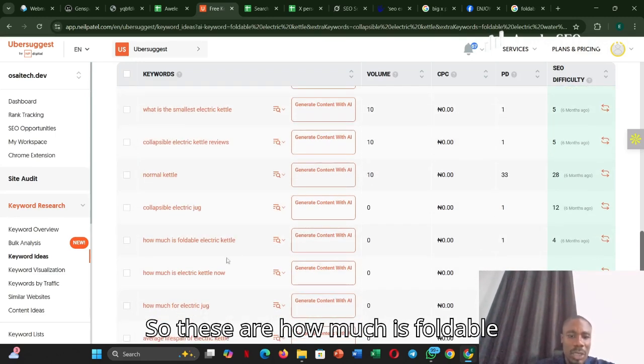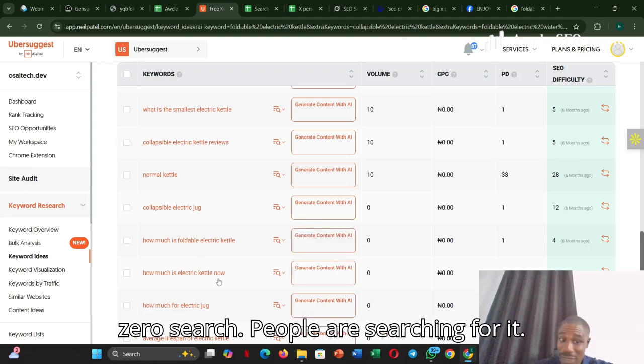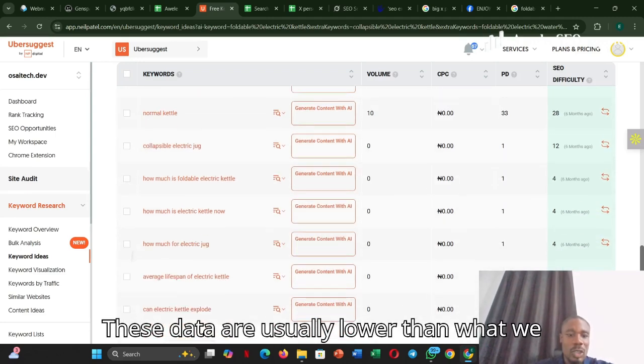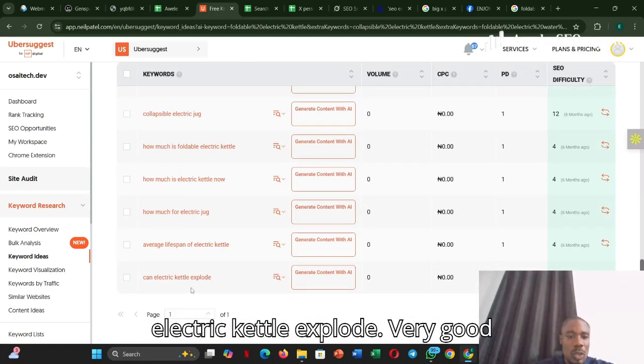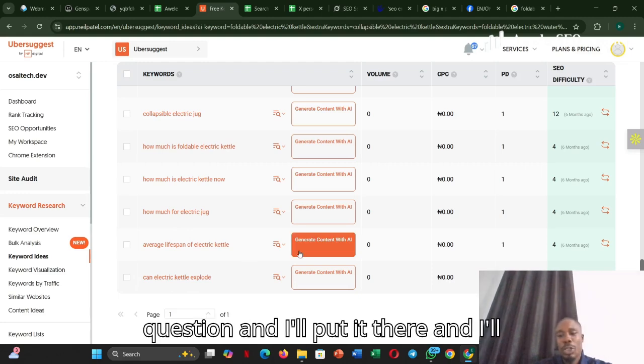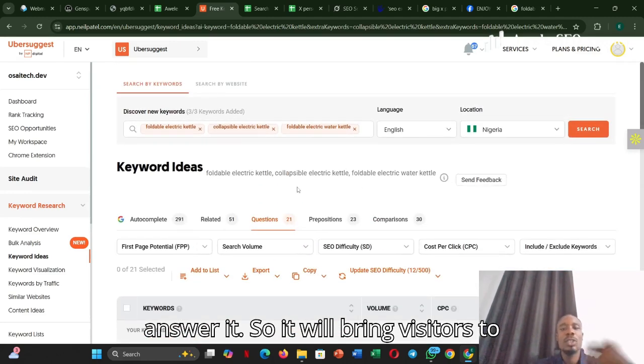So these are: how much is foldable electric K2. Yes, don't mind the zero searches. People are still searching for it. These data are usually lower than what we actually expect. So these are: can an electric K2 exclude? Very good question. And I'll put it there and I'll answer it. So it will bring visitors to my page.